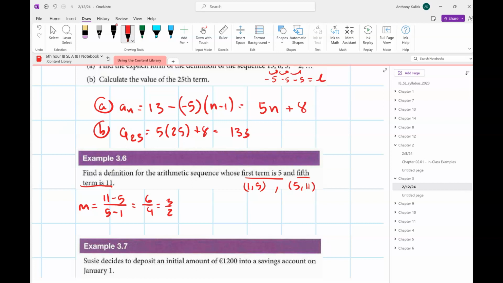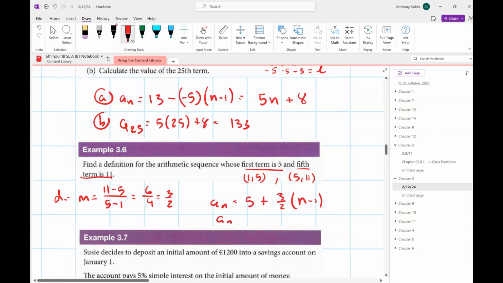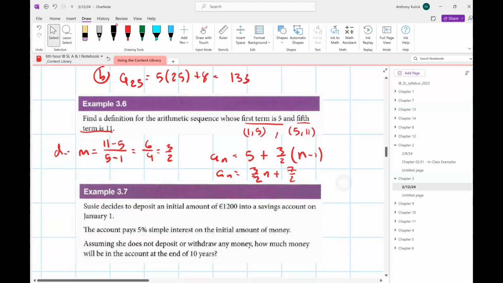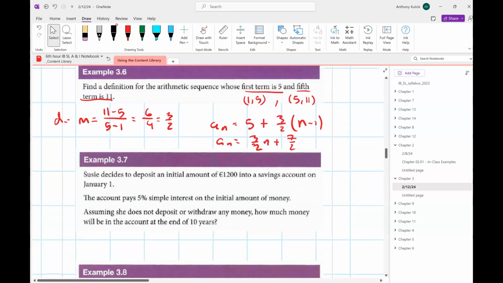And that's really all I need, right? Because I know from there it's going to be the first term plus the d times n minus 1. So what's that going to be? 3 over 2 n plus 7 halves. What do you guys think? So far, so good?